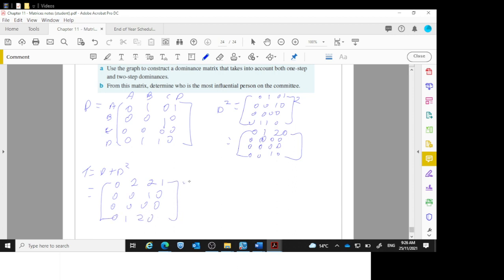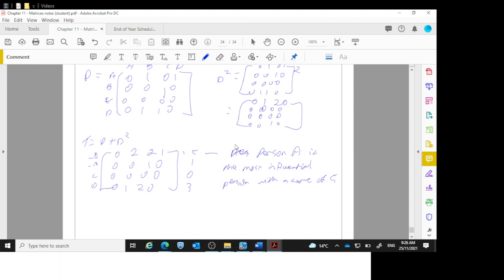So if I add this up, I get 5, 1, 0, and 3. So remember, this was A, B, C, D. So 5 is person A. Person A is the most influential person with a score of 5. The second person would be D, the third would be B, and C is last.